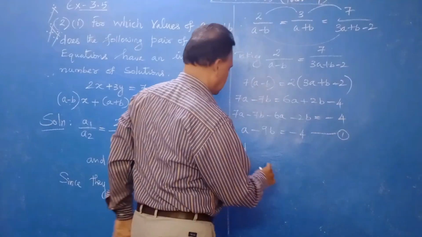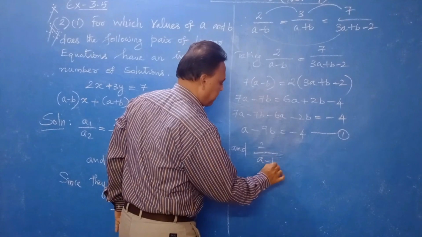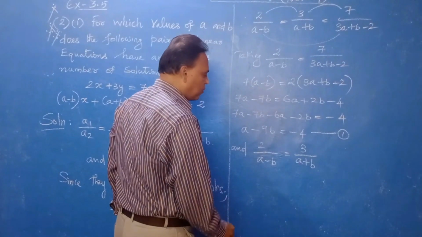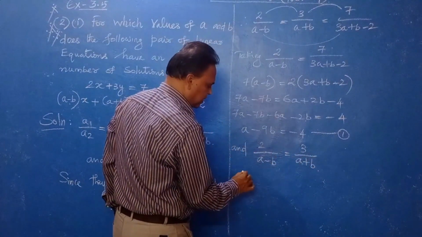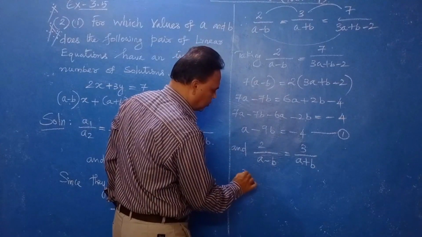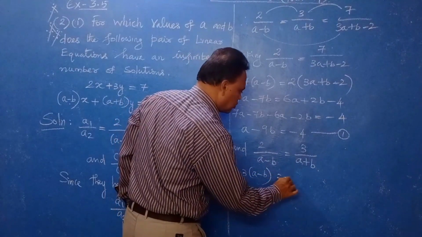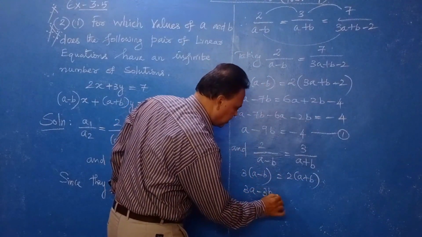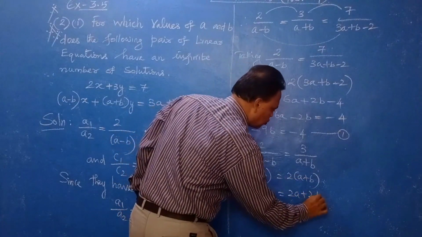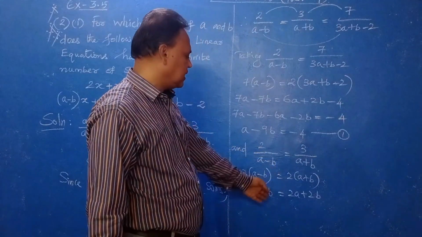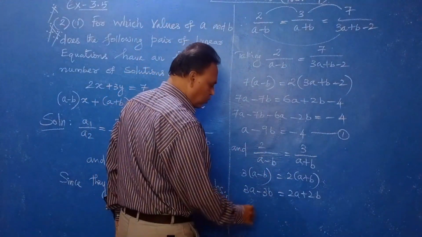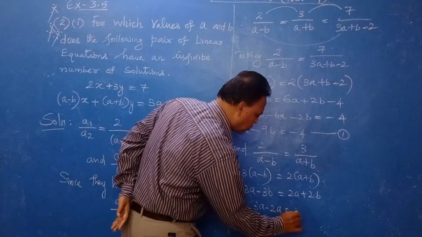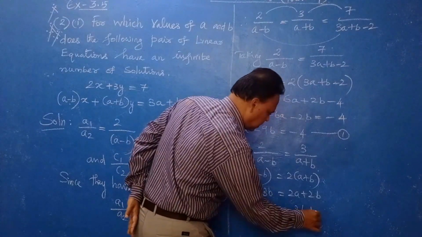In the same way, 2 by a minus b is equal to 3 by a plus b. Now you cross multiply: these two multiply and then these two multiply. So 3 into a minus b is equal to 2 into a plus b. So 3a minus 3b equal to 2a plus 2b. Taking this, the simplification part will be easy. Now bring minus 2a to this side: 3a minus 2a equal to 2b plus 3b.